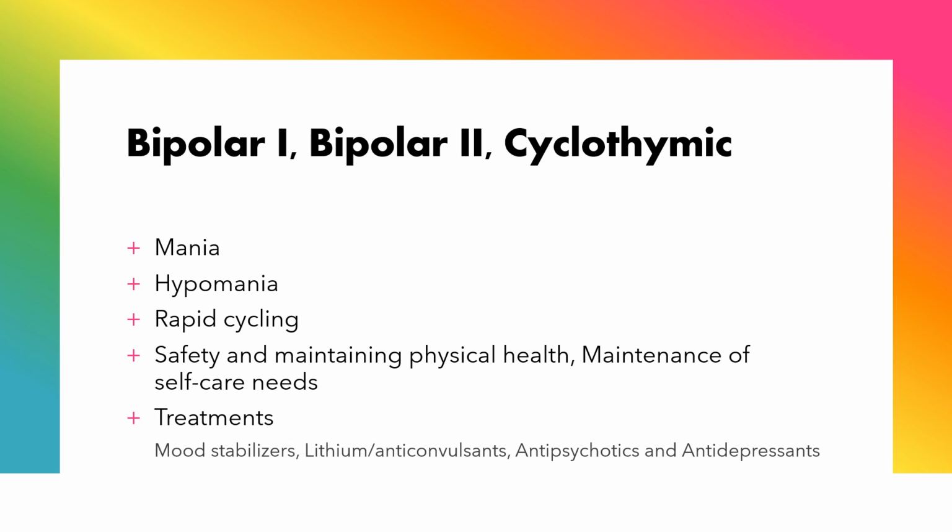So we have our bipolar 1 disorder, which is going to be one episode of mania that alternates with depression. We're going to have bipolar 2, which is hypomanic episodes that alternate with depressive episodes. And cyclothymic disorder, which is at least 2 years of repeated hypomania that don't quite meet bipolar 2.